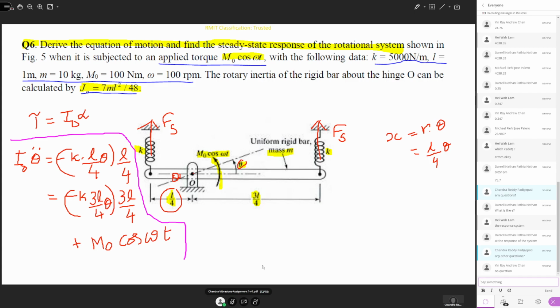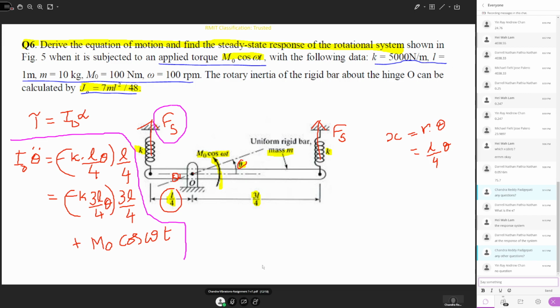So what are the moments acting on the system? The moment due to the spring force Fs. Fs is K times L theta by 4, and the perpendicular distance is L by 4. So the moment due to the first spring is negative K L theta by 4 into L by 4. Similarly, the moment due to the next spring is minus K 3L by 4 into theta, then multiplied by 3L by 4.